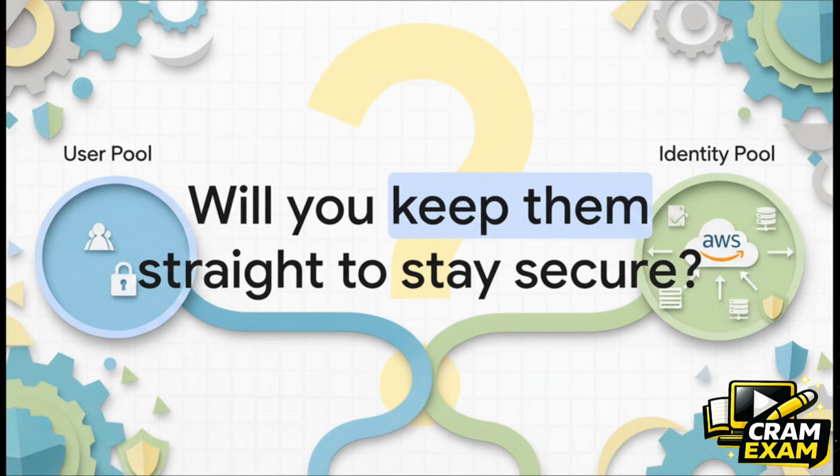Which brings us to one final warning, and really the most important question for you to take away. Will you remember to keep the 2 pools straight so your application stays completely secure in production? Seriously, never confuse the 2. Users sign in to the user pool, users get AWS access from the identity pool. Keep them straight, and your serverless architecture is going to be bulletproof.